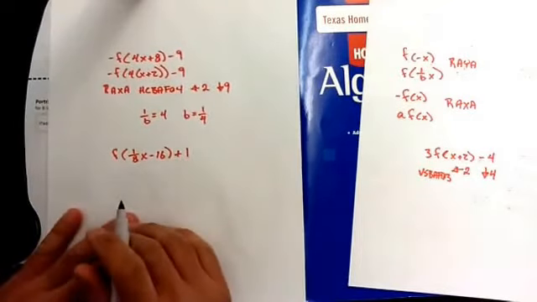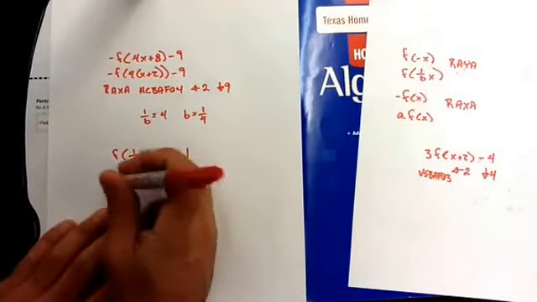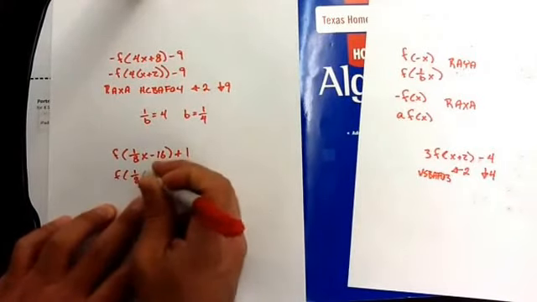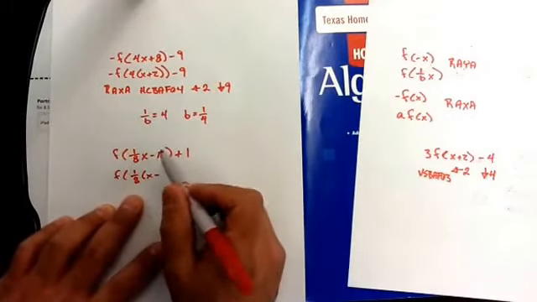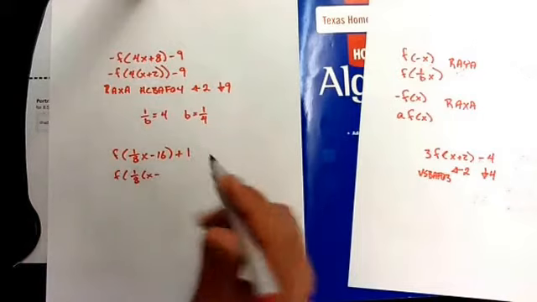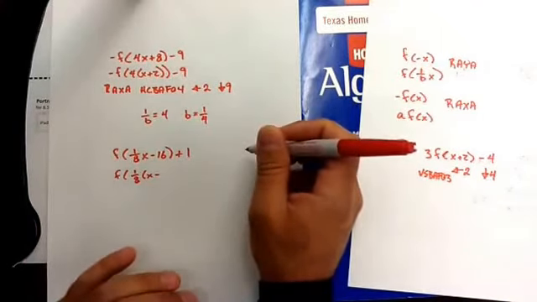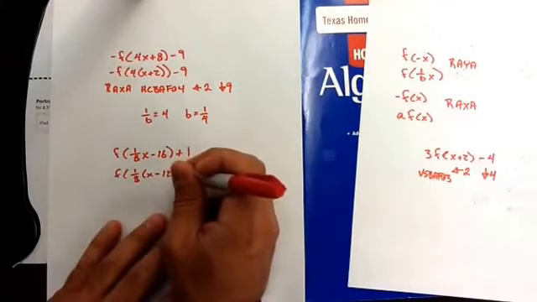Okay, I have a couple different things happening here. I have a b value, an h value, and a k value. Remember, anytime I have a b, I have to factor it out, so this is going to become 1/8 x minus. When I divide 16 by 1 over 8, that's the same thing as multiplying by 8. So 16 times 8, 128.